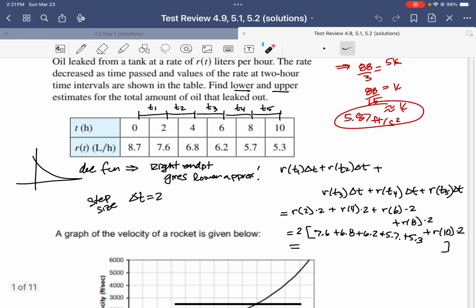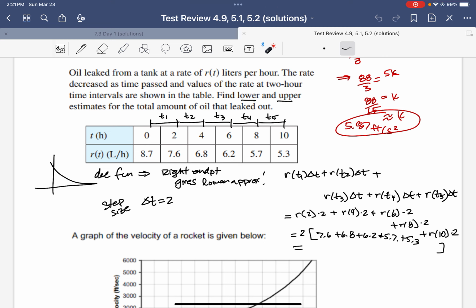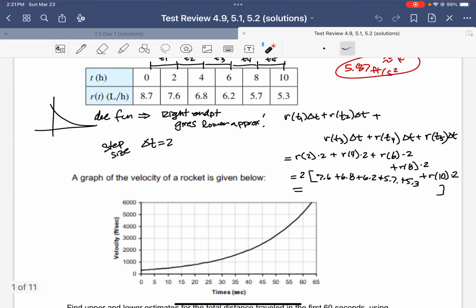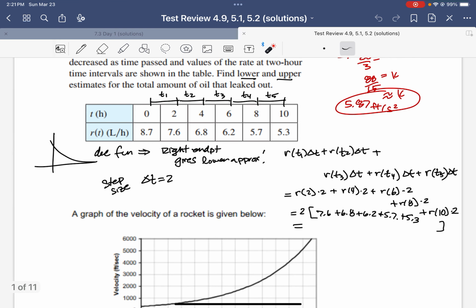Okay, if I want to find the upper and lower approximations for this, here I'm just going to do one of the two. So here it says to find the upper and the lower. To find the upper version, I'm going to look at each one of my rectangles. On the first, I'm going to plug in the right-hand endpoint. I'm going to find the lower first. Since it's a decreasing function, the right-hand endpoint gives a lower approximation.